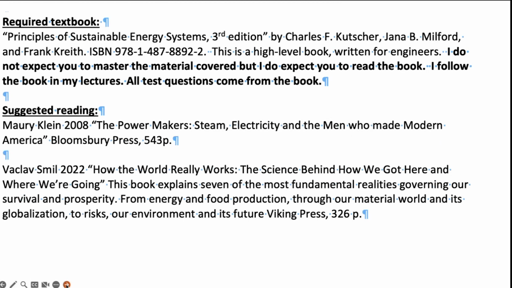So there is a required textbook. It's a very good textbook. It's not too much out of date. Principles of Sustainable Energy, the third edition. I like third editions because it means that the first edition was successful enough to warrant a second, and every time it gets improved as they go through it. So this is a high-level book written for engineers. I do not expect you to master the material covered, but I do expect you to read the book.